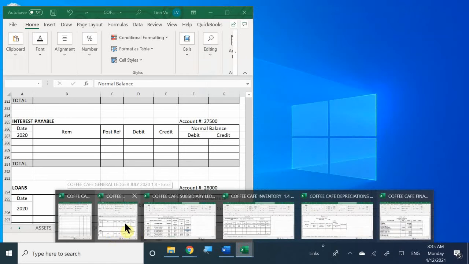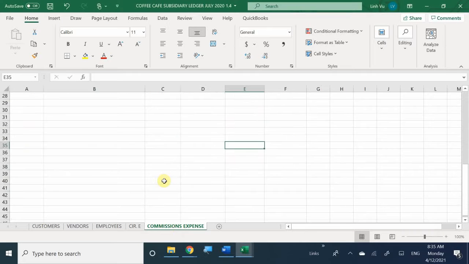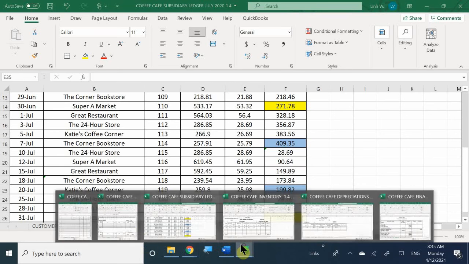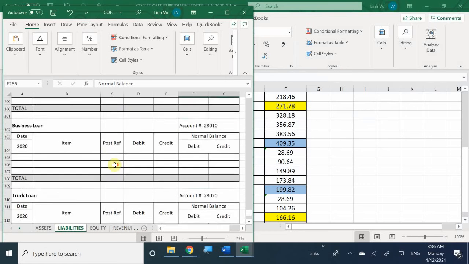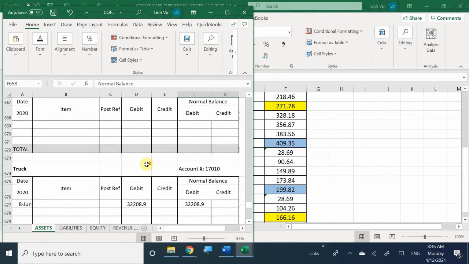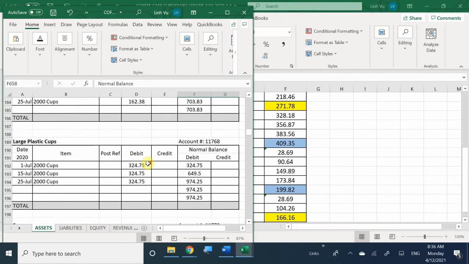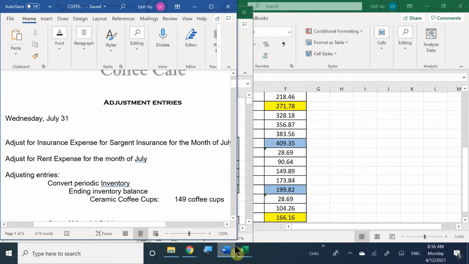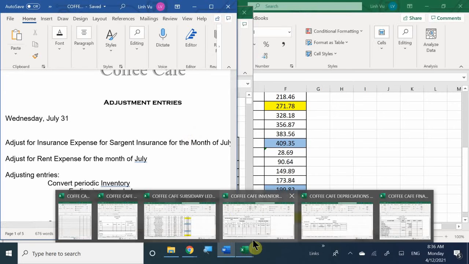As you notice, if you look at the general ledger, it's pretty much filled out in regards to a lot of the information. If you go through the assets, it should be filled up to the unadjusted trial balance. So all you have to complete is the adjusted trial balance and do the adjustments. I've also posted the adjustments for the month of July. We're going to go through all of those and complete the rest of the scenarios.